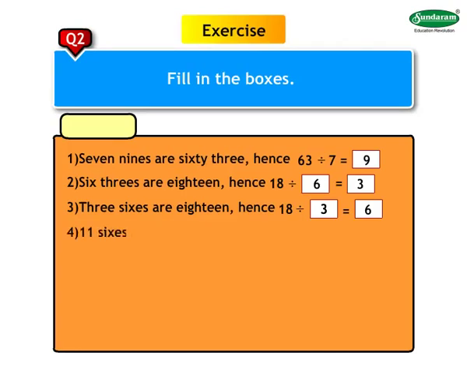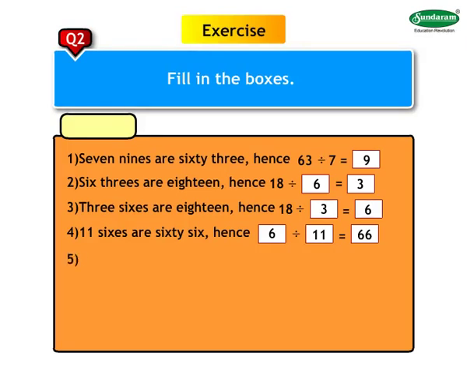4. 11 sixes are 66. Hence, dash divided by 11 is equal to dash. Here, we use the 11 times table till we get 66. So, in the first dash, we write 66 and in the second dash, we write 6. This means 66 divided by 11 is equal to 6.